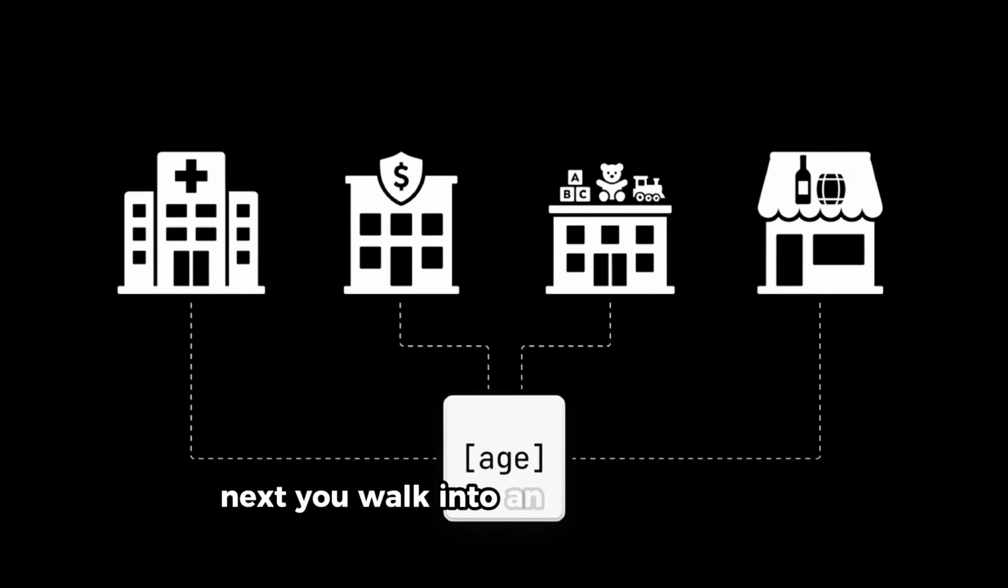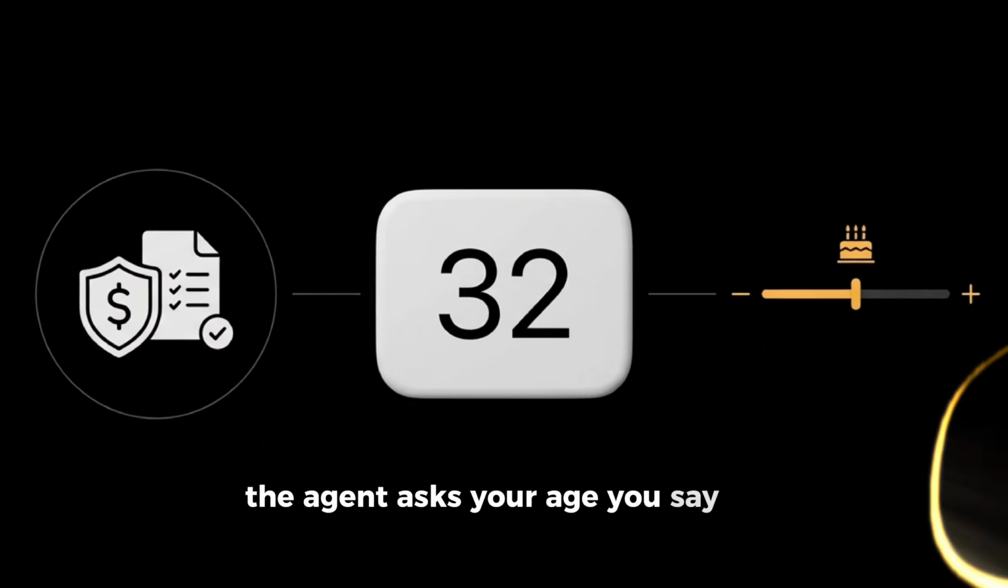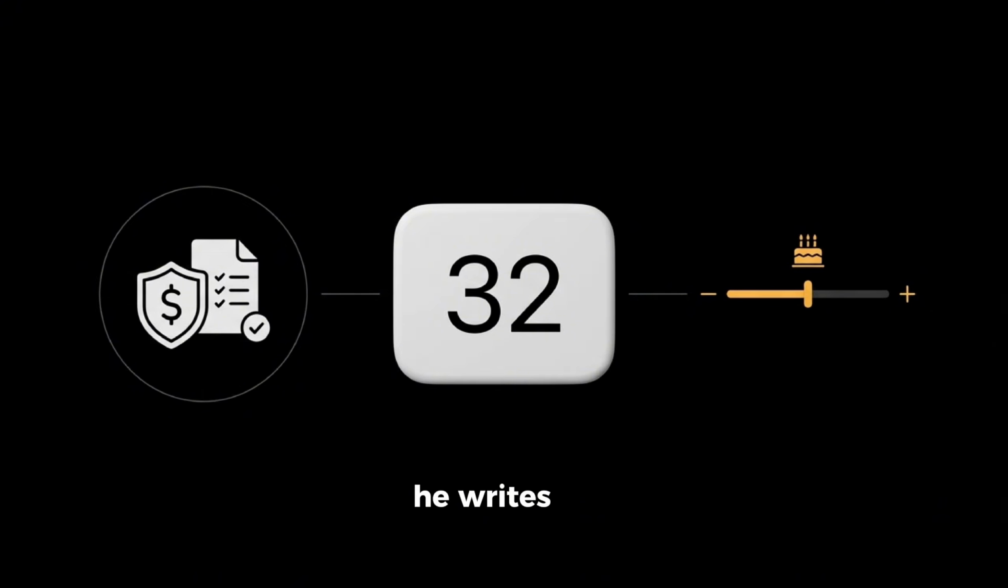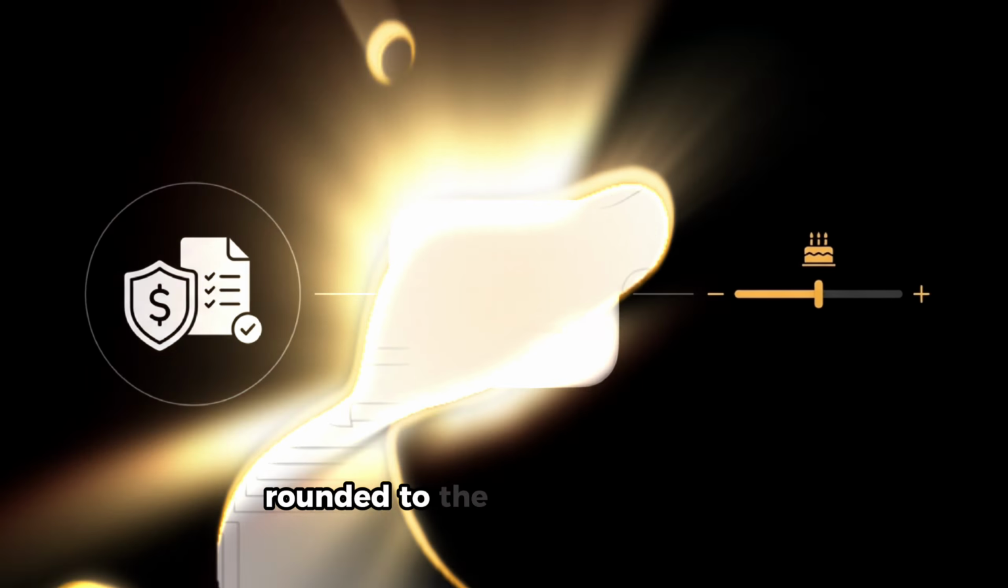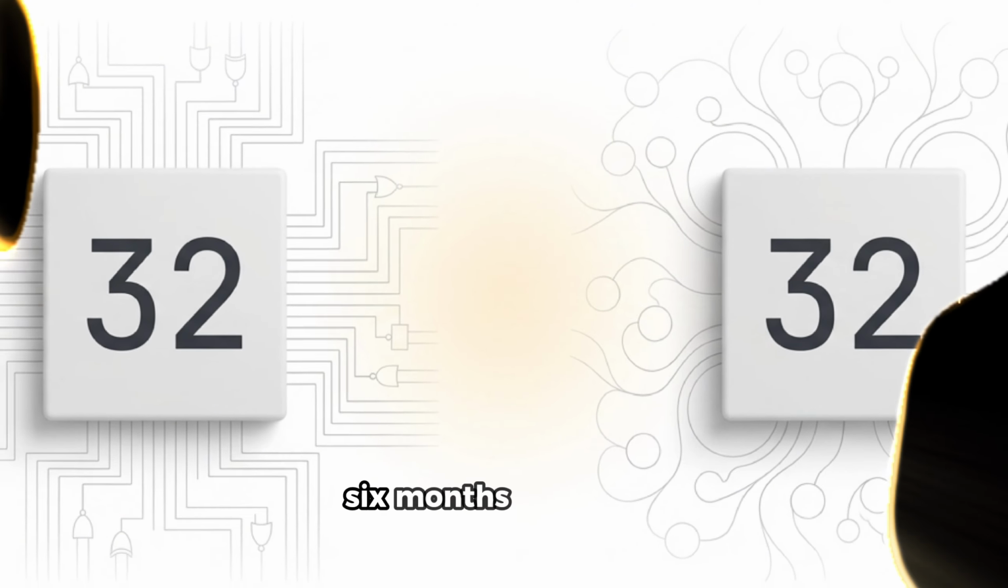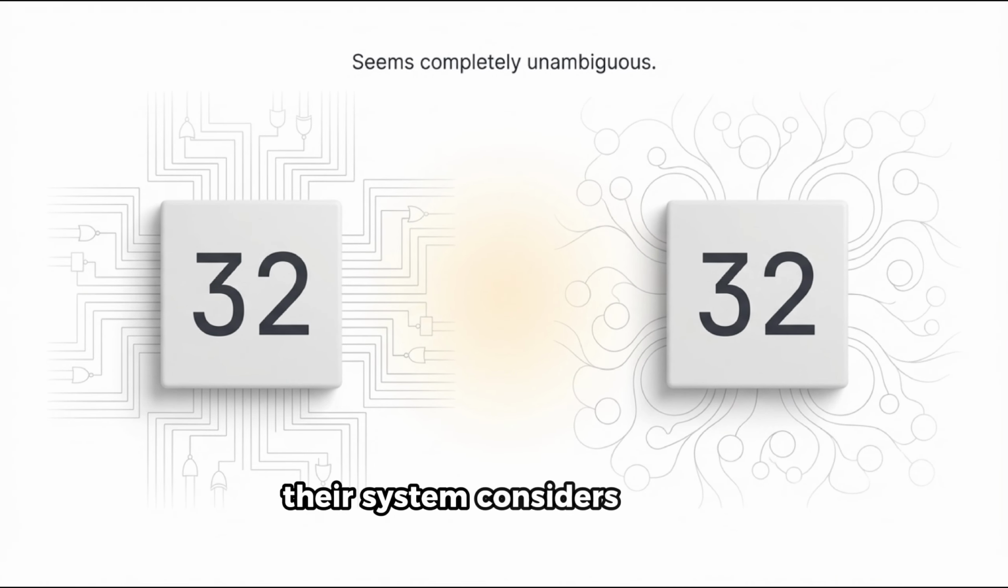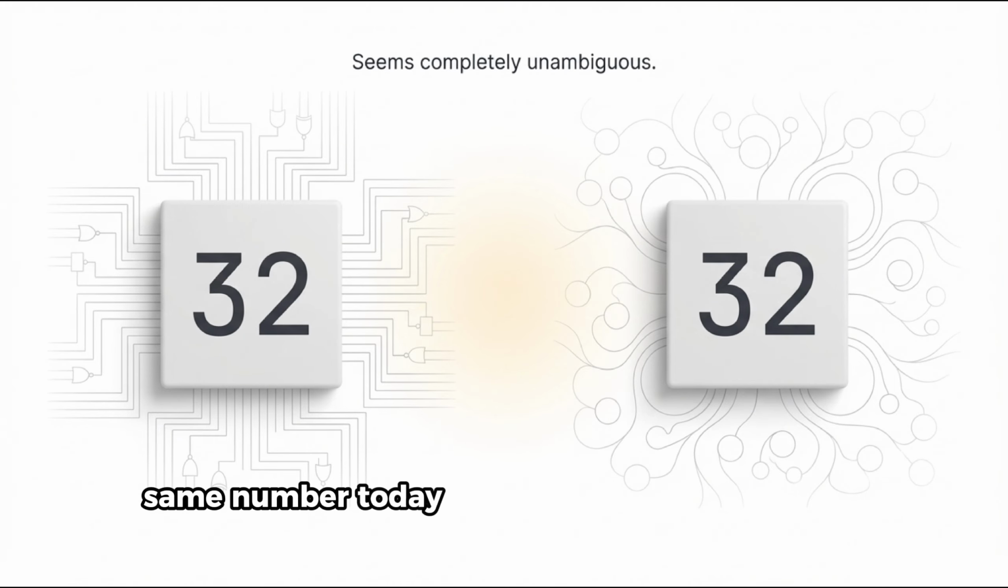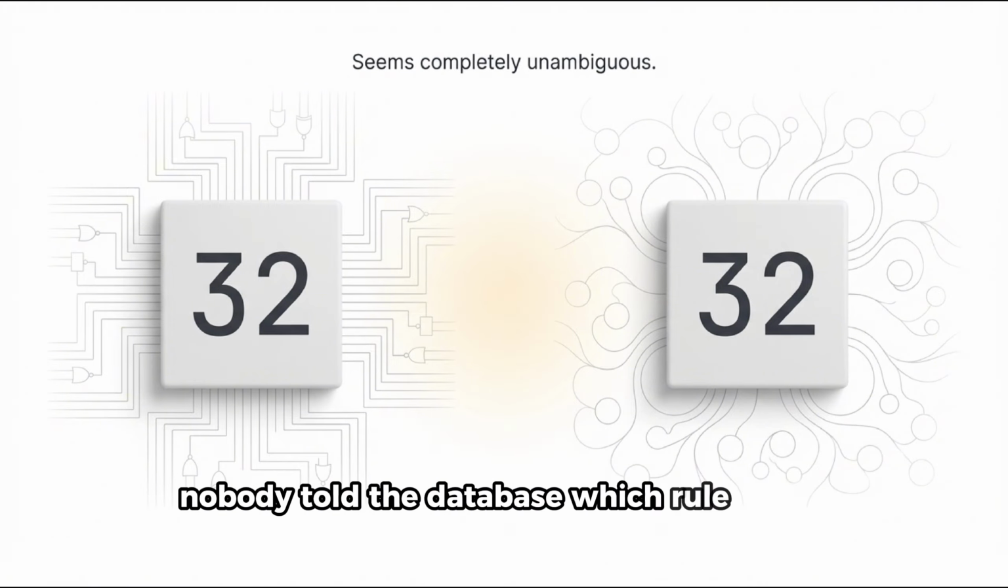Next, you walk into an insurance office. The agent asks your age. You say 32. He writes 32 in a different system. That number means years since birth, rounded to the nearest birthday. 6 months from now, their system considers you 33. Yours doesn't. Same number today, different number tomorrow. Nobody told the database which rule to use.